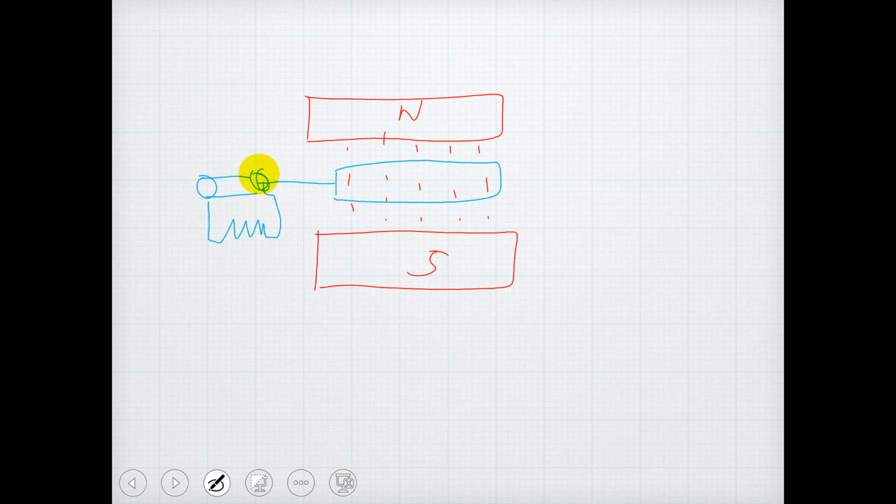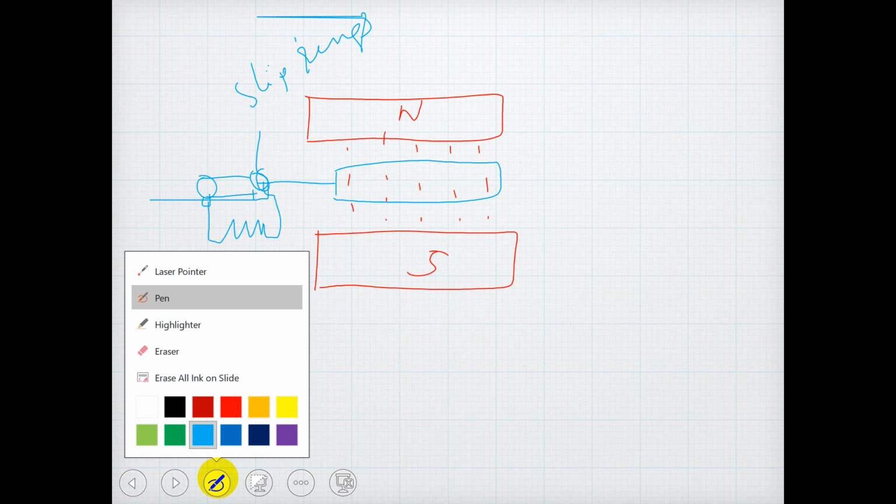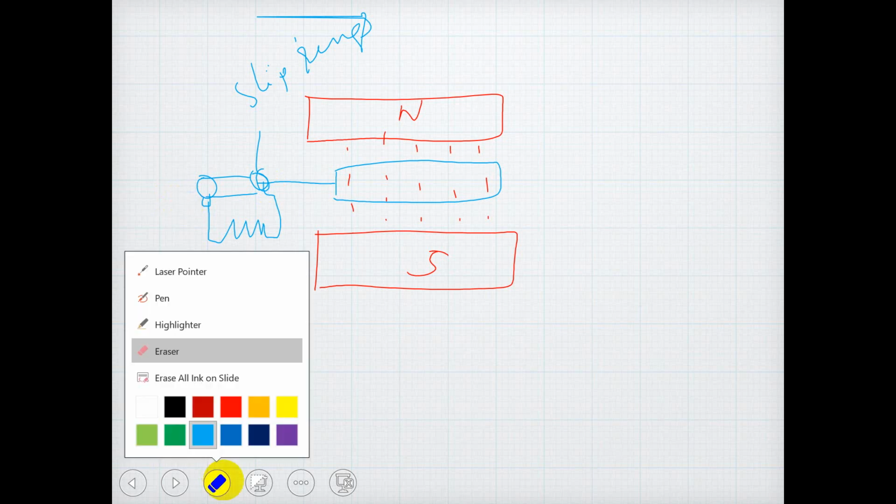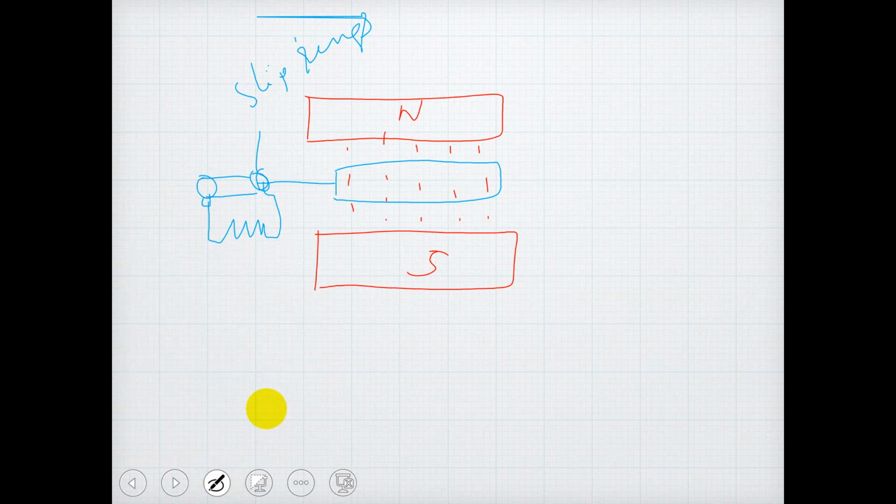So these two circles are called slip rings. We have brushes here under this. Let me have the brushes in a different color. So, brushes under this. This construction consists of a permanent magnet having two poles.